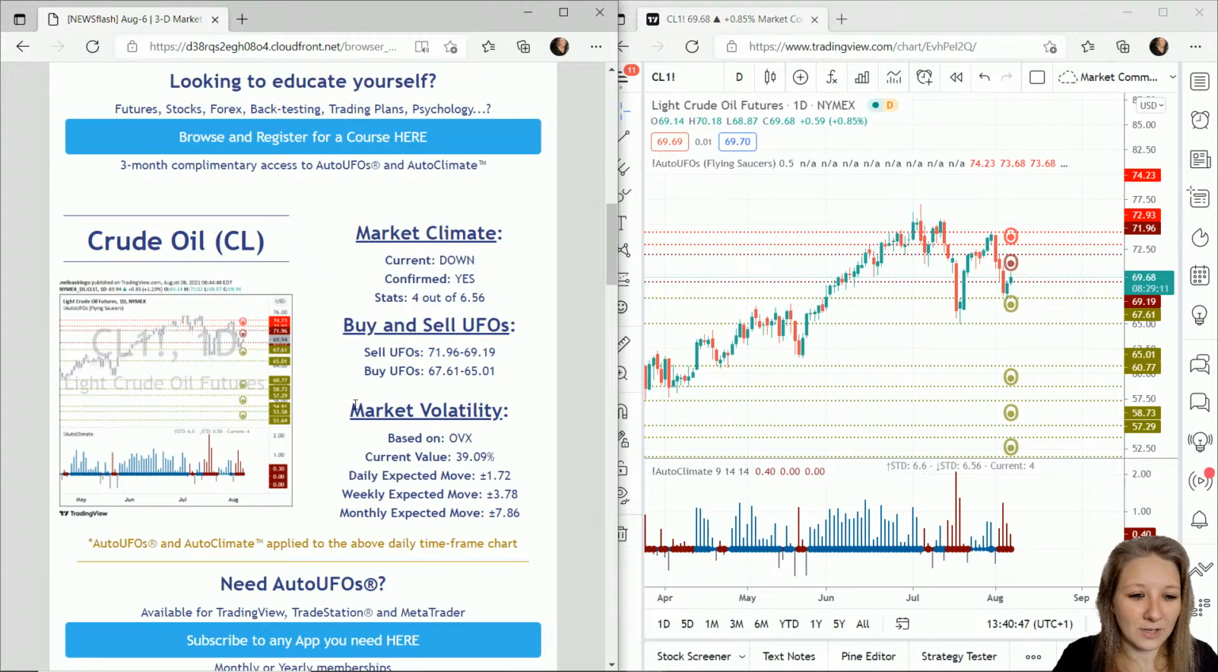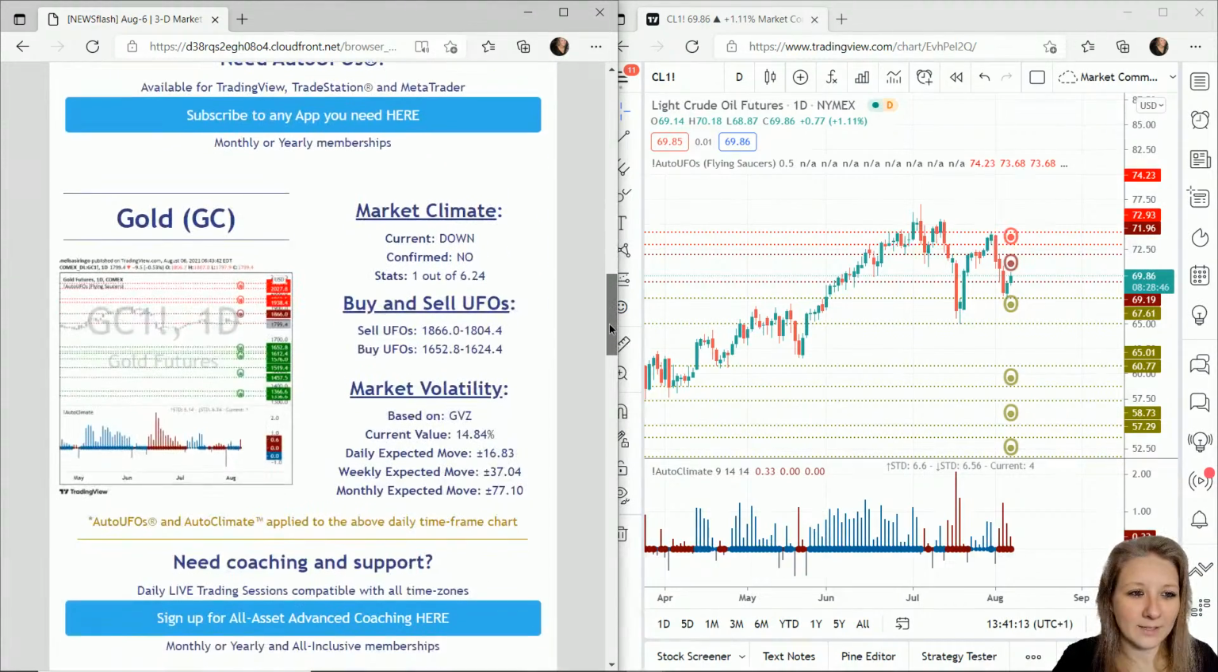Now when it comes to volatility, again I'm going to highlight it this way just so we don't weirdly zoom in and stuff like that. So we have in a year movement up or down on oil of 39.09%, which means in a day up or down of 1.72 points, in a week 3.78 points up or down, and in a month 7.86 points up or down on oil. Okay, next market is gold.